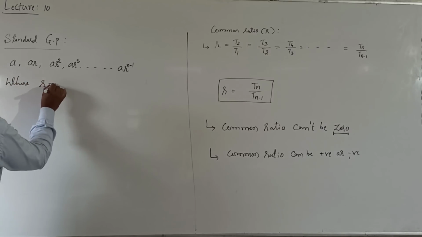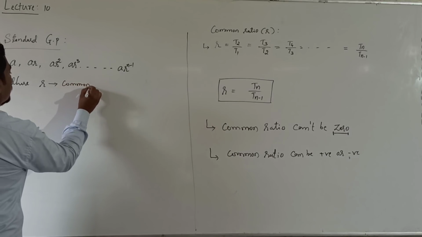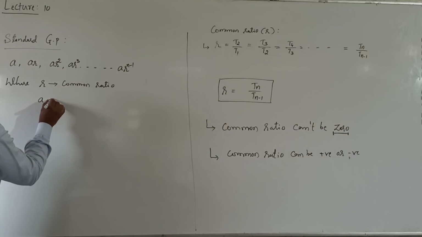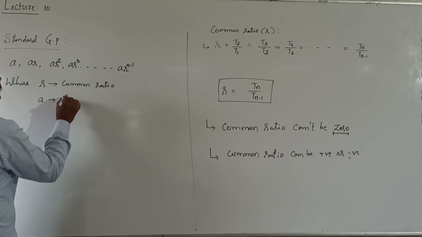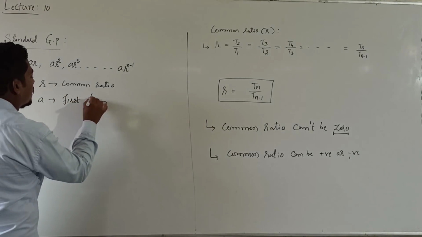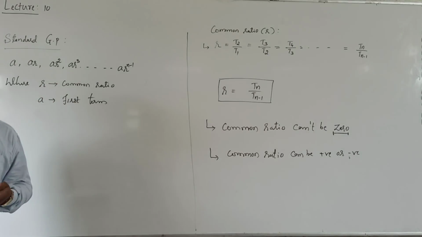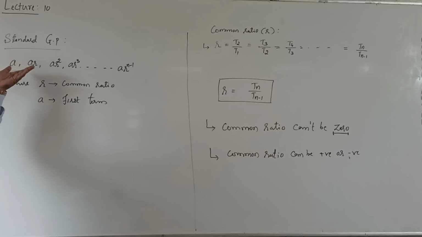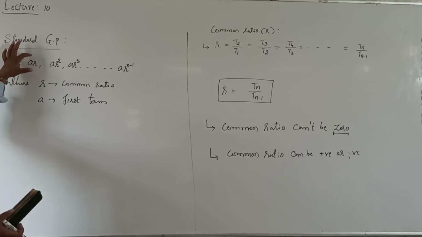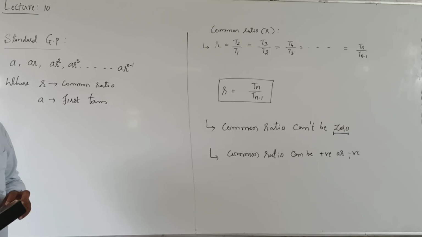Where R is common ratio. And what is A? A is first term of the GP. R is common ratio, A is first term of the GP. If A is first term and R is common ratio, then standard form is A, AR, AR square, AR cube, and so on, A R power n minus 1.